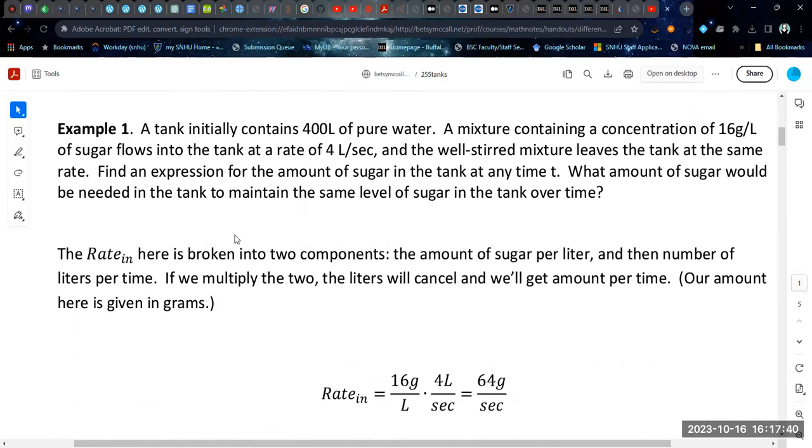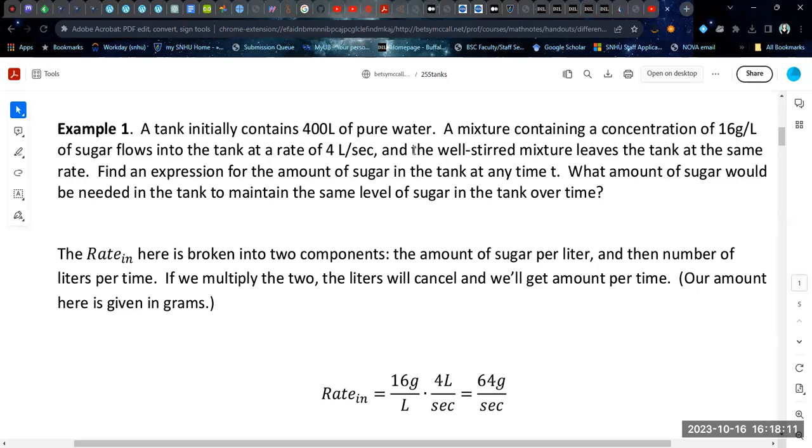So again, usually these are based on tank problems. And so we have a tank. In this example, it contains 400 liters of pure water. The mixture is being pumped in with a concentration of 16 grams per liter. And we're using sugar for this example. Salt works exactly the same way, as do other types of mixtures, but it flows into the tank at a rate of 4 liters per second.